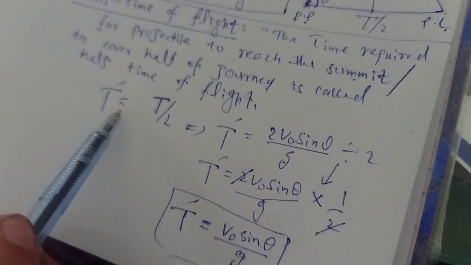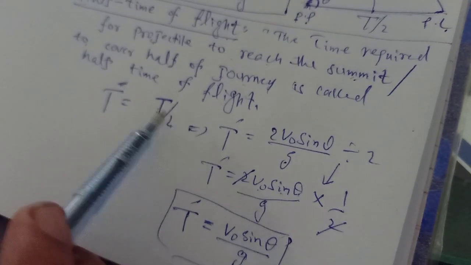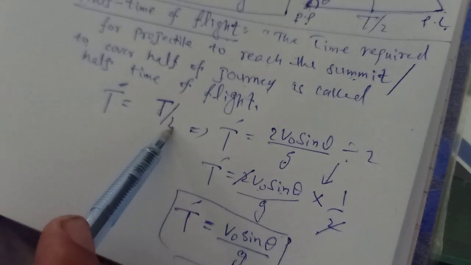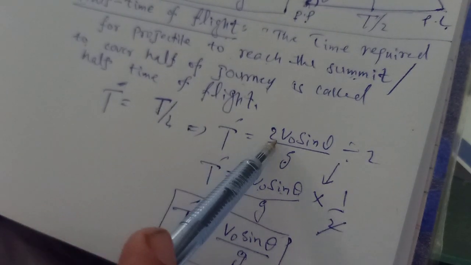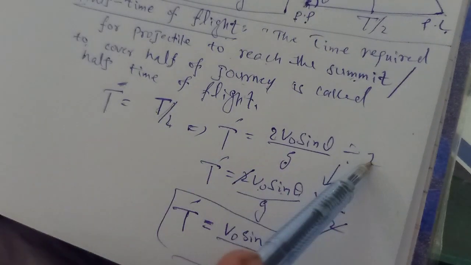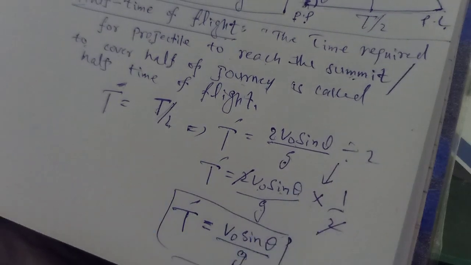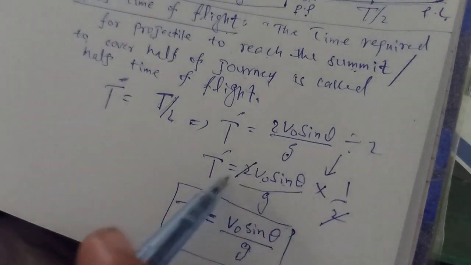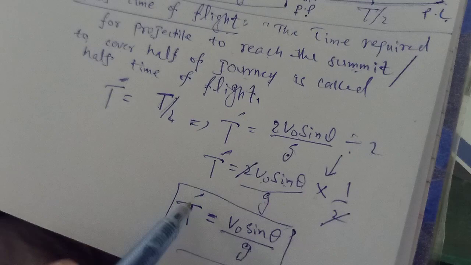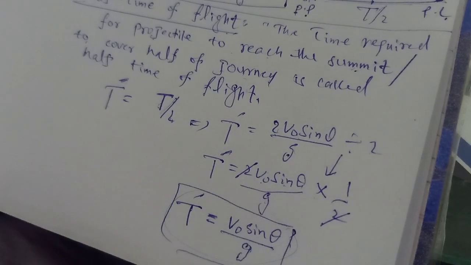And the half time of flight is half of the total time of flight, total time of flight divided by 2. Now the total time of flight is 2 V naught sine theta divided by g, divided by 2. Isko aap multiplication mein change kare to 1 over 2 reh jayega. So the half time of flight is V naught sine of theta divided by g. So this is what we call half time of flight.